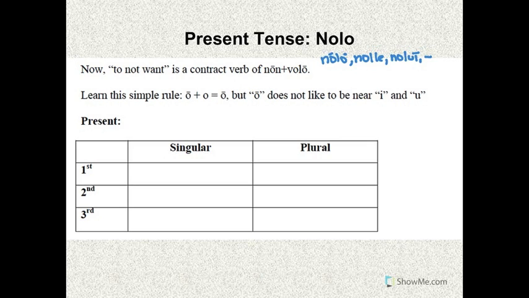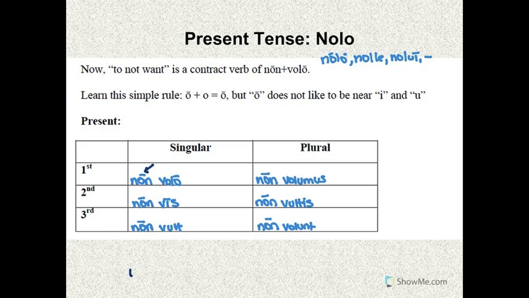To begin, I want you to put non in all 6 blanks. Now I want you to conjugate Volo next to it. Okay, awesome. So, when we have something like non volo, as we see from the rule, O plus O equals O. So, this O in non and this first O in Volo are going to contract. And as a result, we are going to get the word Nolo.